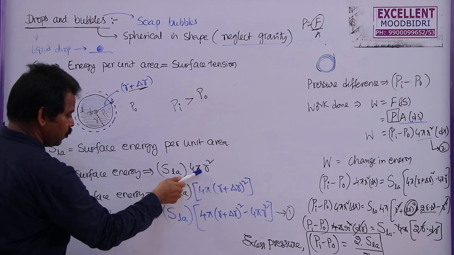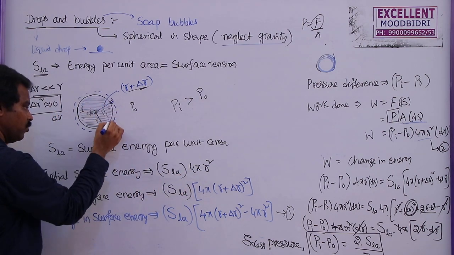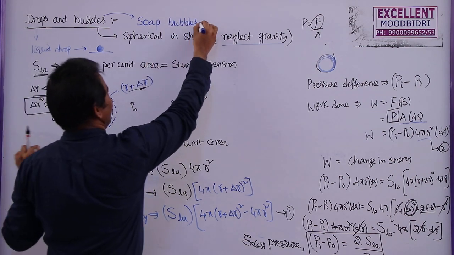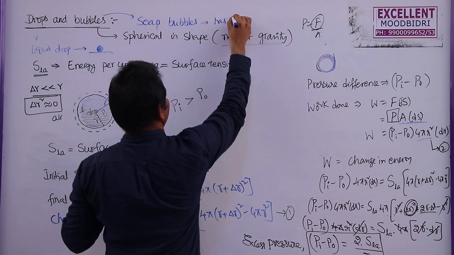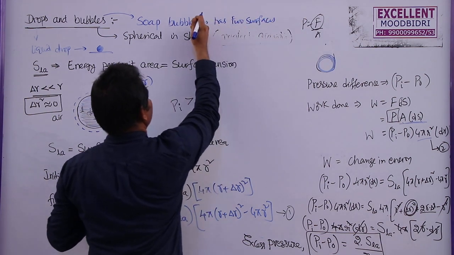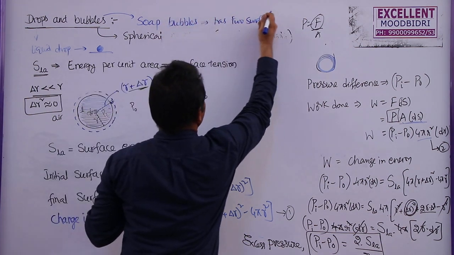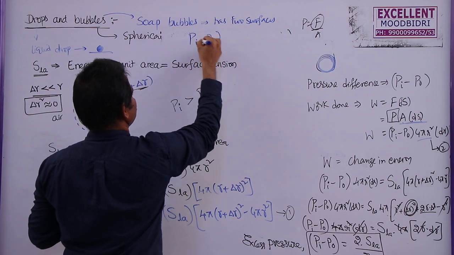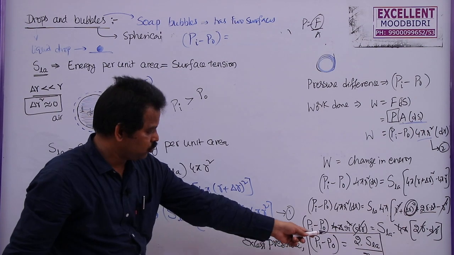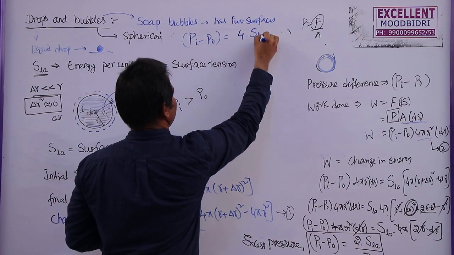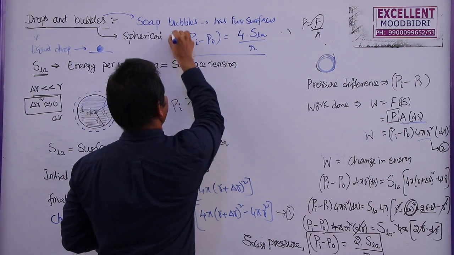So here instead of 4 pi r square, external 4 pi r square, internal 4 pi r square will become 8 pi r square. So a bubble has two surfaces. In that case, the excess pressure inside a bubble is given by, instead of 2 S by R, 4 into S by R.